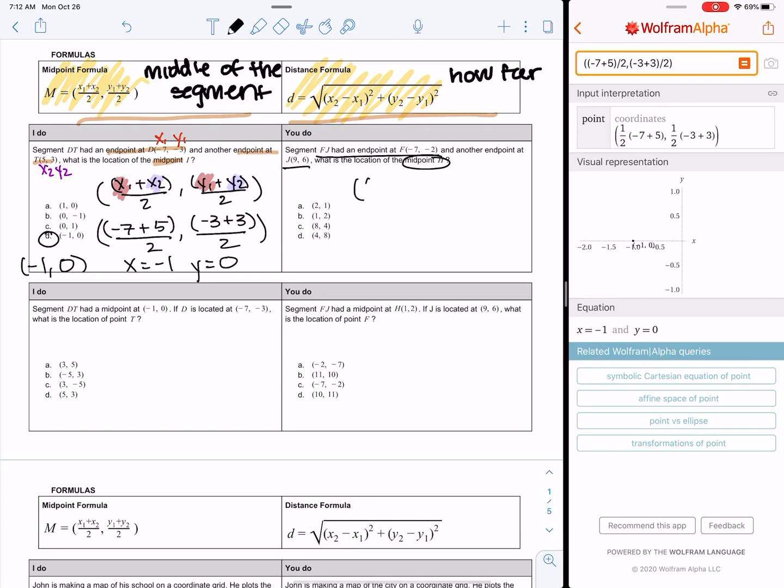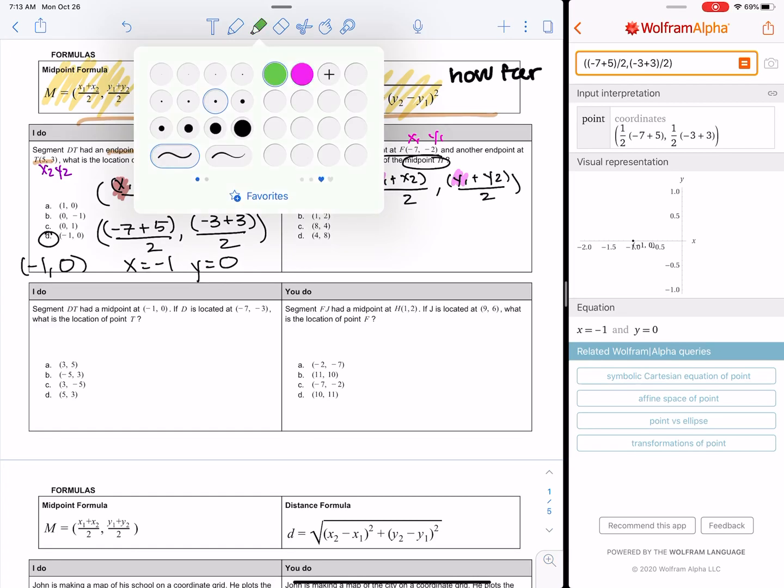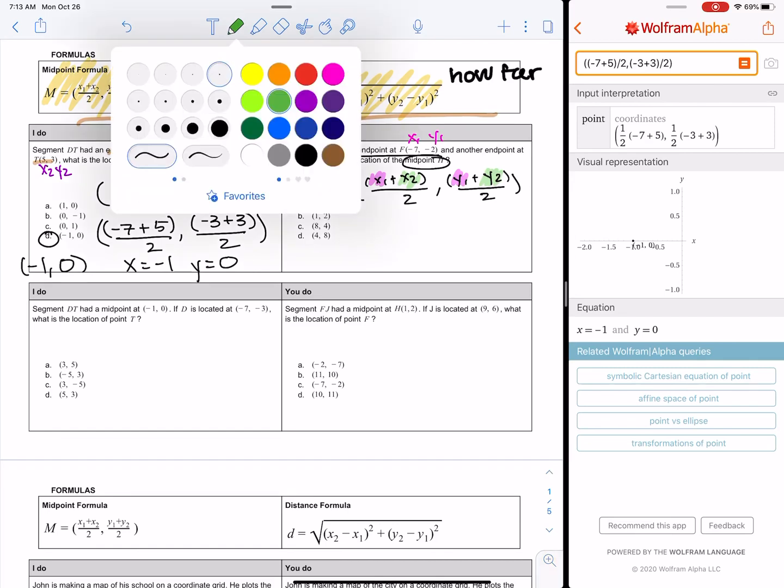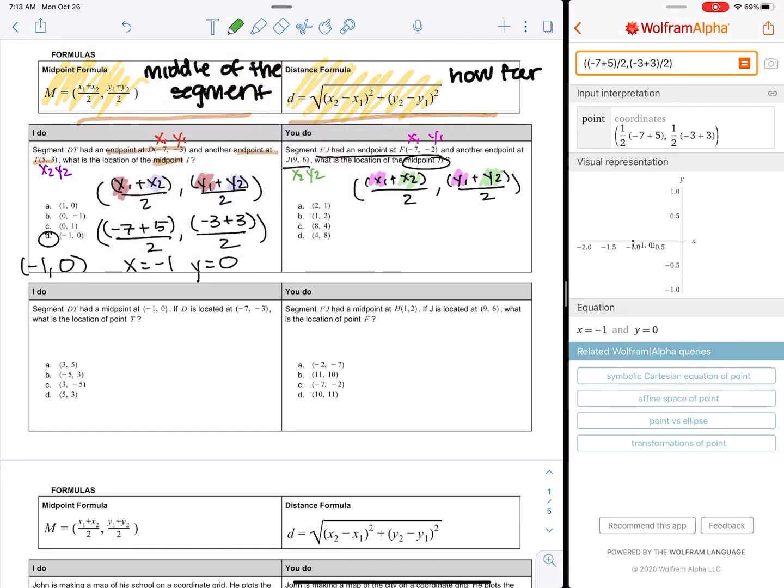So we're going to use x1 plus x2 divided by 2, comma, y1 plus y2 divided by 2. Then we're going to plug in our points. We're going to label our points first, always: x1, y1, x2, y2. So what is this formula going to look like if you plug in those points?